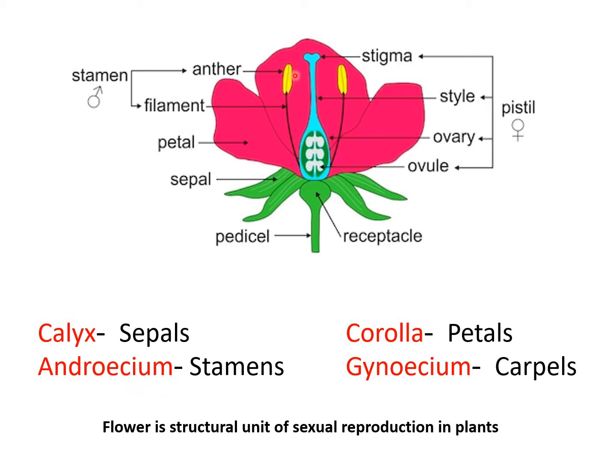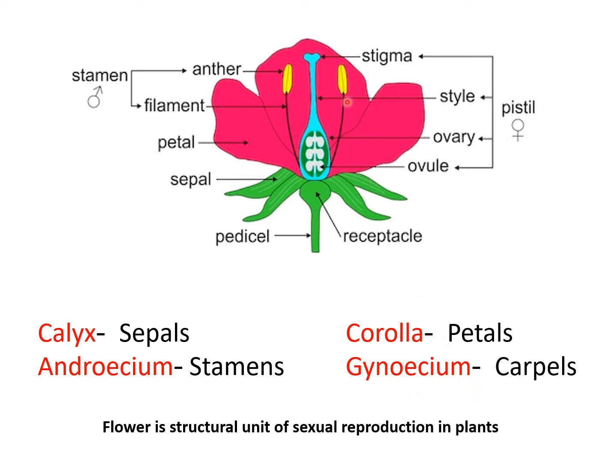These are stamens and the stamens together form androecium and it is the male part of the flower. And gynoecium is made up of carpels and these carpels may be free or united and this is the female part of the flower.